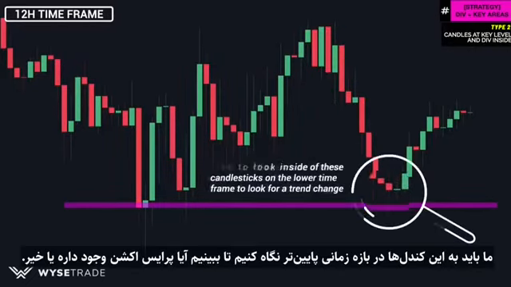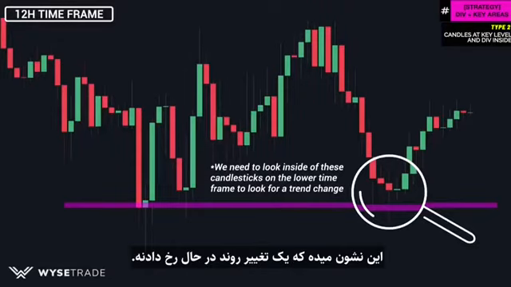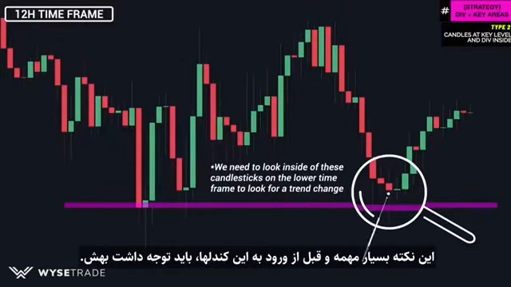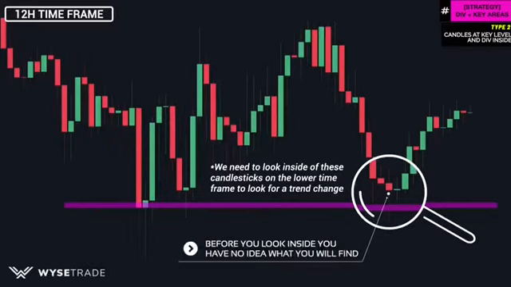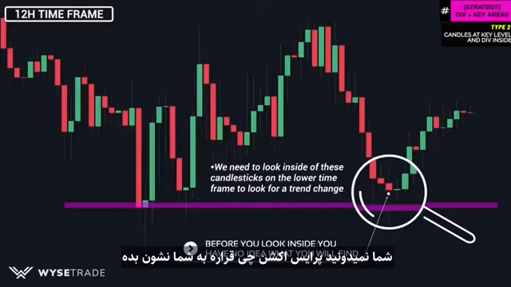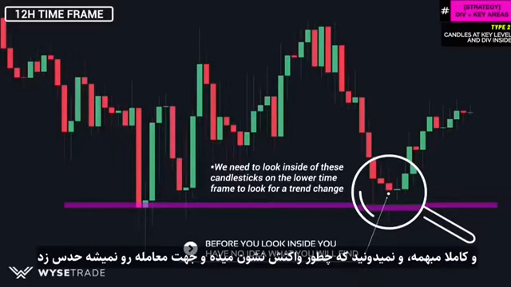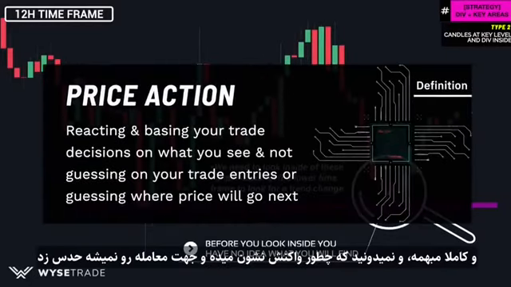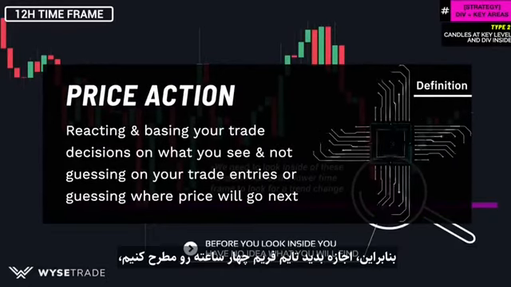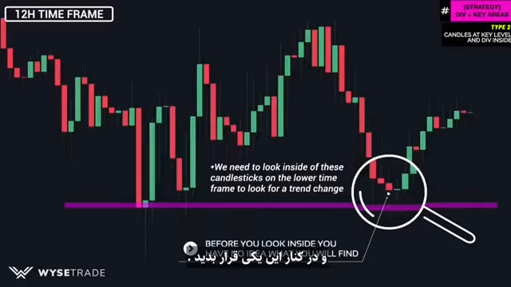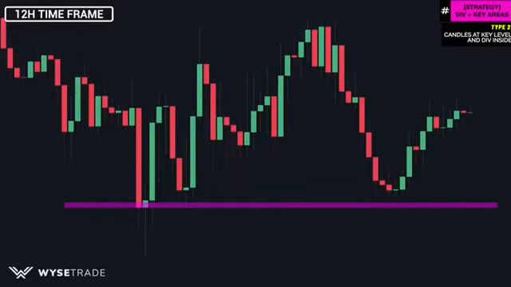We need to look inside of these candlesticks on the lower time frame to see if there is price action that shows us that a trend change is occurring. This is very key. Before you look inside of these candlesticks, you have no idea what you will find. That is what price action is in a nutshell, which is reacting to what you see and not guessing the direction of a trade. So let's bring up the 4-hour time frame and put it beside this one.